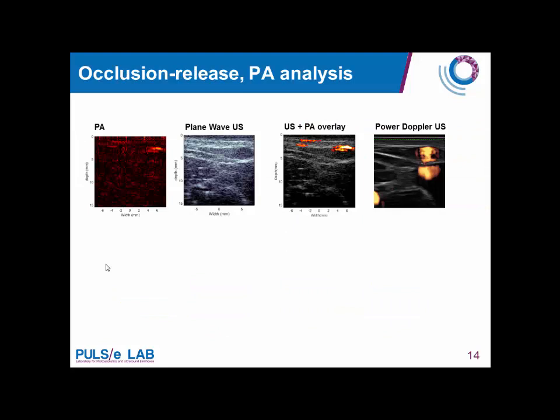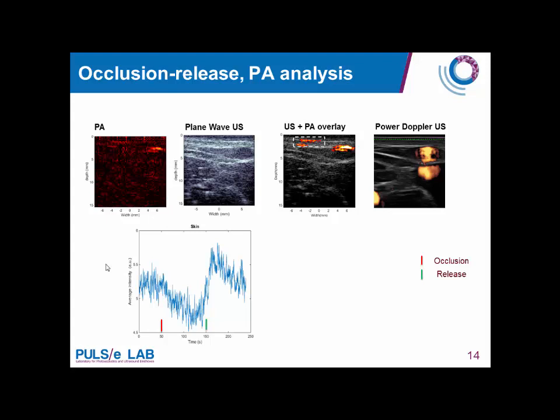These are typical images that you obtain during such a measurement. On the left you see the raw photoacoustic image. Next to it, the plane wave ultrasound image taken with the same probe at the same location. Next to that, an overlay of the photoacoustic signal on the ultrasound image. You see that we obtain signal from the skin, that's the upper lines, and under that you can see signal from a vessel. On the right you see a power Doppler image which verifies that we see a vessel over there.